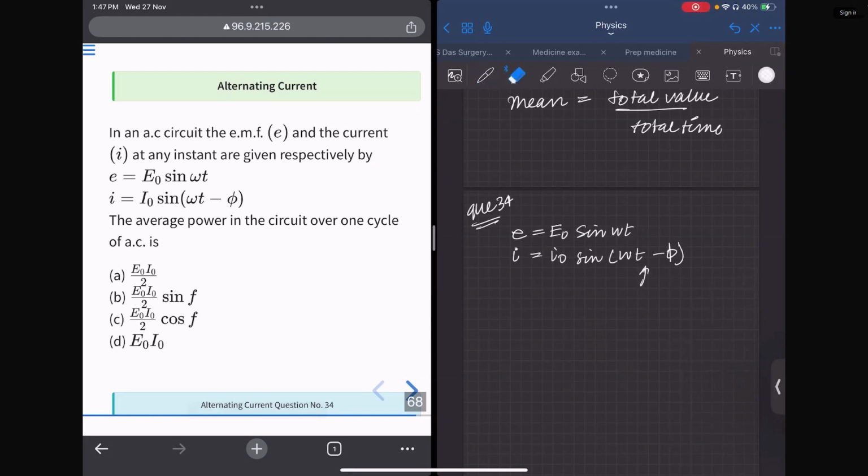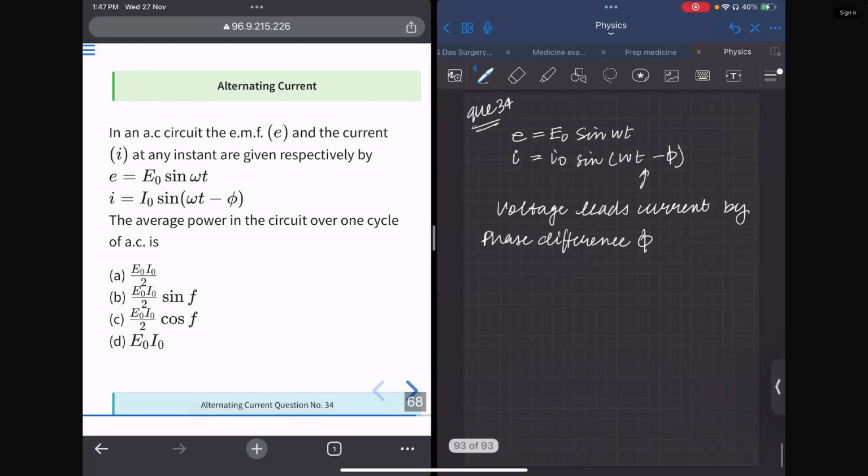So in this case, the voltage leads the current by a phase difference of 5. Or in other ways, we can say that the current lags behind the voltage by a phase difference.